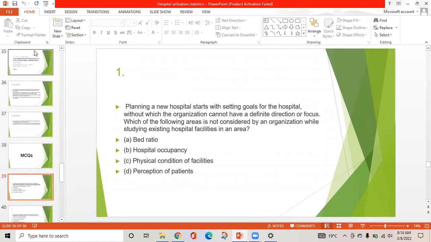First MCQ: planning a new hospital starts with setting goals for the hospital, without which the organization cannot have a definite direction or focus. Which of the following areas is not considered by an organization while studying existing hospital facilities in an area? Option A is bed ratio, option B hospital occupancy, option C is physical condition of facilities, and option D is the perception of patients.